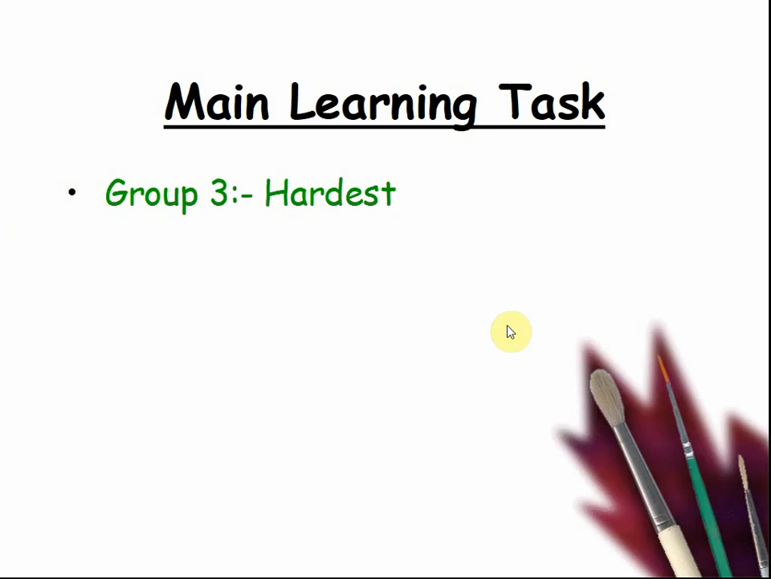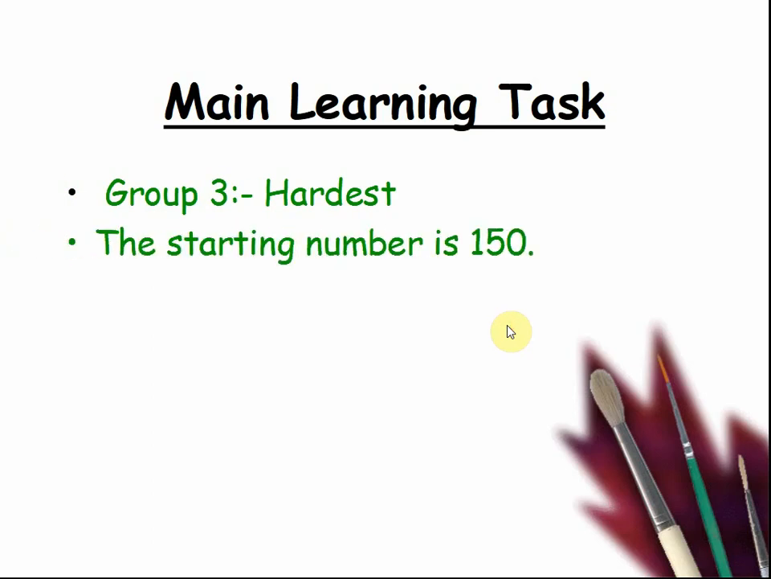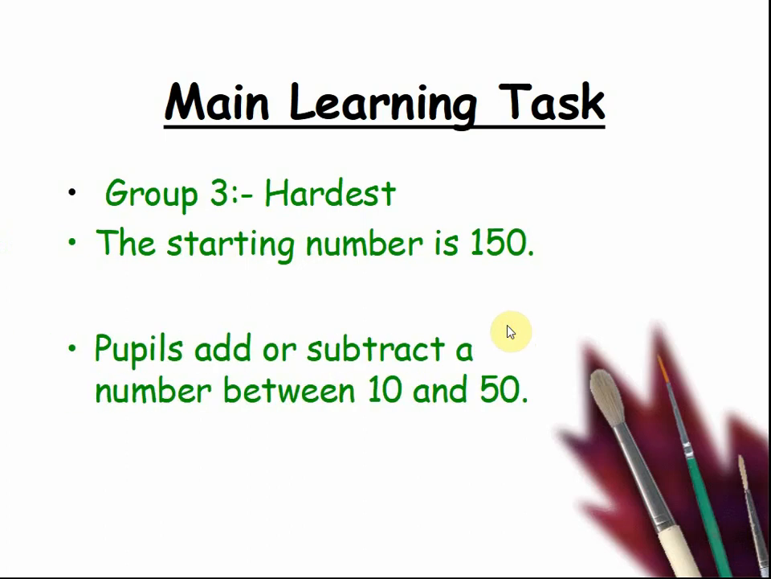Group 3, the hardest, super challenging level. The starting number is 150. Pupils can add or subtract a number between 10 and 50.